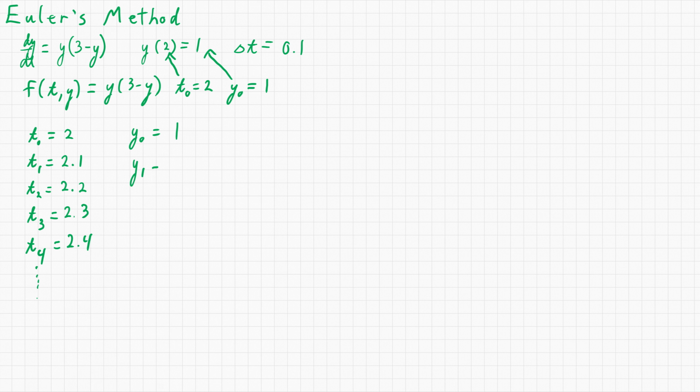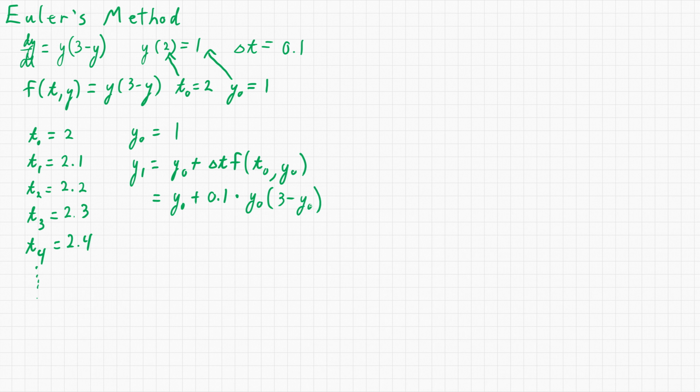Now y sub 1, so let's go ahead and simplify this in the first one. So that's y sub 0 plus delta t times f of t sub 0 comma y sub 0. Well, there are no t's on the right-hand side here, so it ends up being y sub 0 plus 0.1 times y sub 0 times (3 minus y sub 0). These numbers get tedious almost immediately.